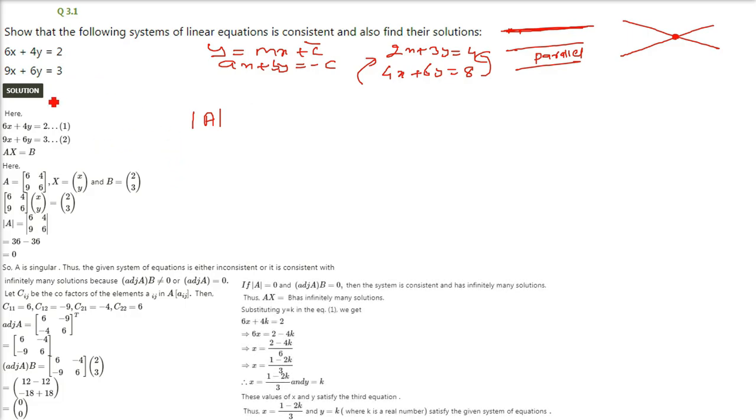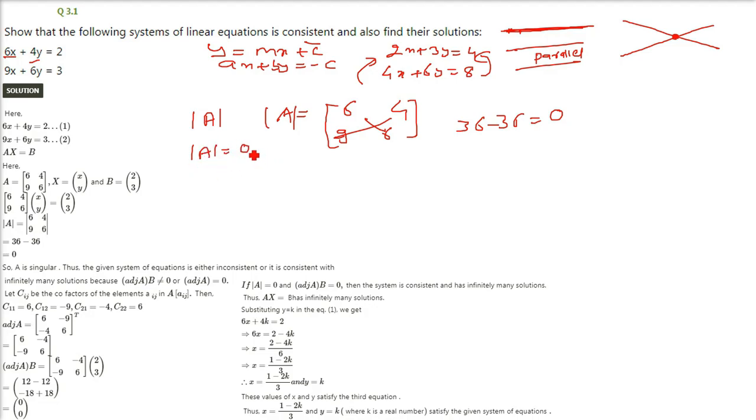The determinant of A: you have to take the coefficient of x and the coefficient of y. So the A matrix will be the coefficients of x, 6 and 9, and then the coefficients of y, 4 and 6. Now find the determinant of this. What is the determinant? 6 times 6 is 36 minus 9 times 4 is 36. Now this is 0.